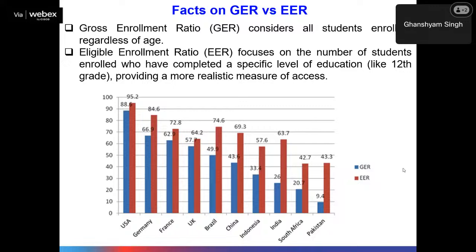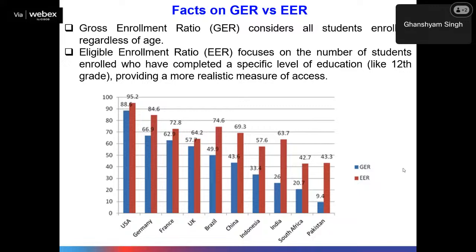If you see this graph, you can see India is way behind most of the good countries like US, Germany, France, UK, Brazil. Our GER is very low, only 26%. Our EER is 63.7%, so almost 64% of students complete the 12th grade in our country, but out of that only 26% go for higher studies.